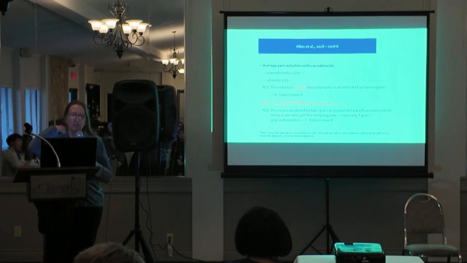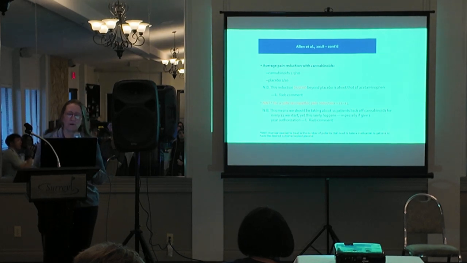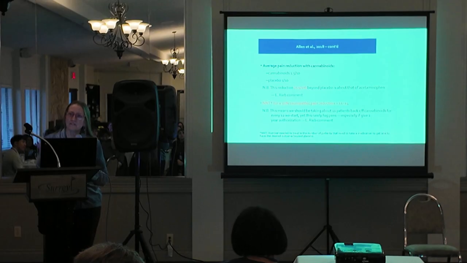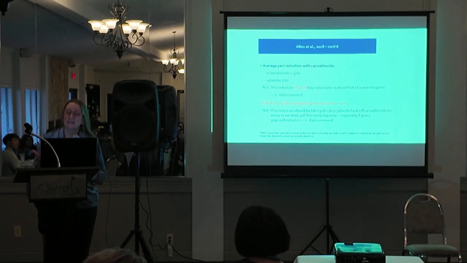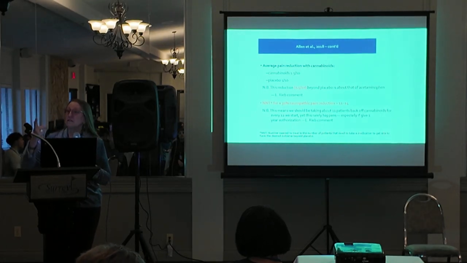Also, the number needed to treat for a 30% reduction in neuropathic pain with cannabinoids is 11 to 14. So out of 12 patients, let's say, that you might put on it, you would want to take 11 of them back off. Yes? Question.